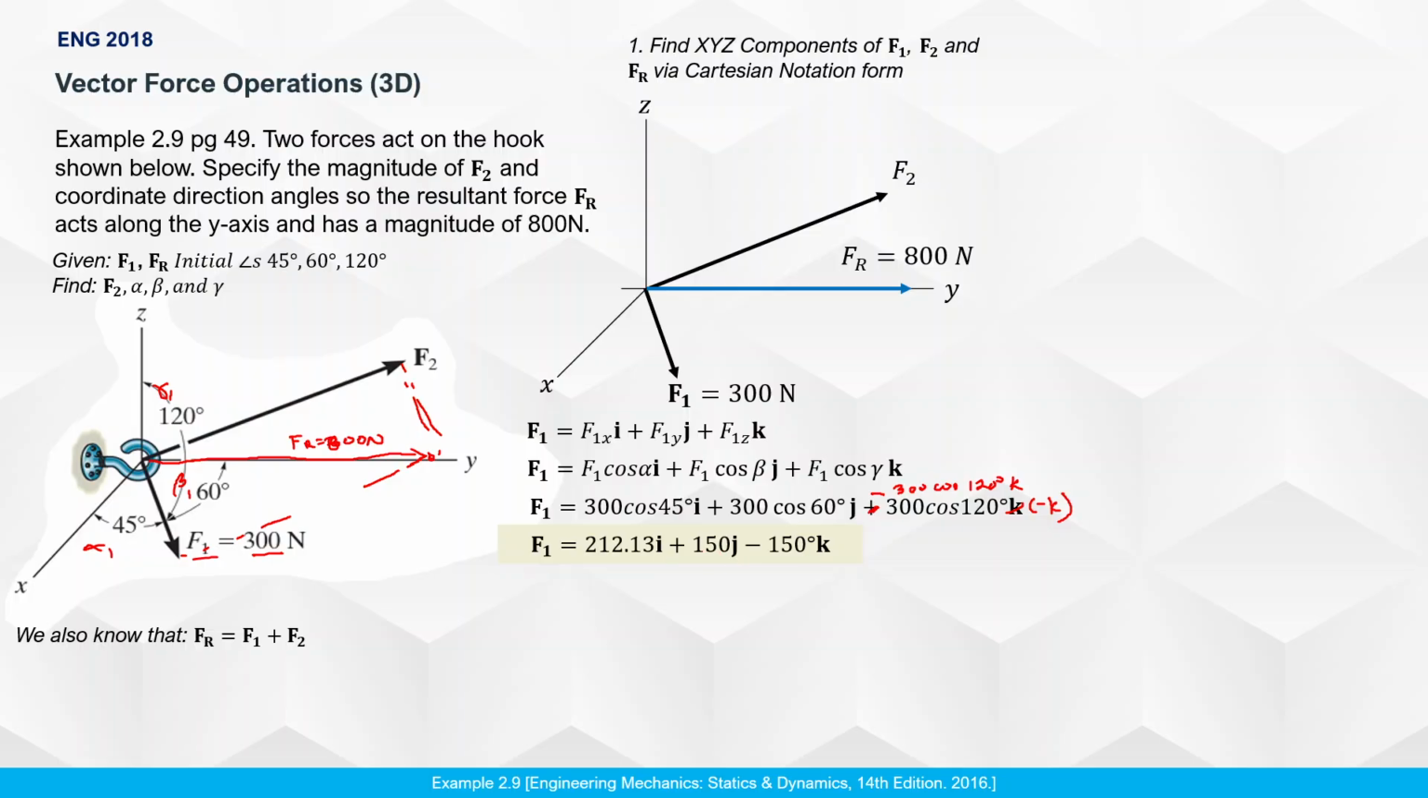And next naman dito is you'll get naman yung sa Fr. Ang maganda dito, yung Fr natin, yung force resultant natin, acts along the y-axis, which means 0 yung x component niya and 0 yung z component niya. So, we have lang yung 800j dito.